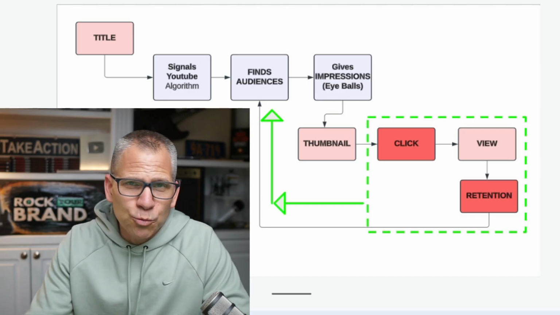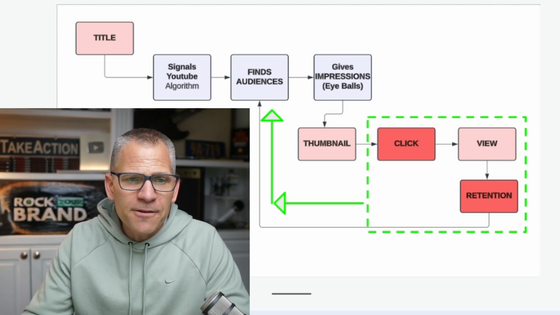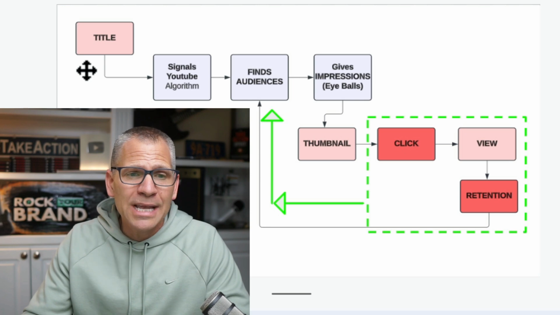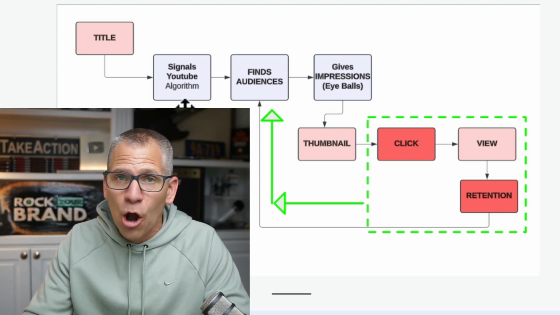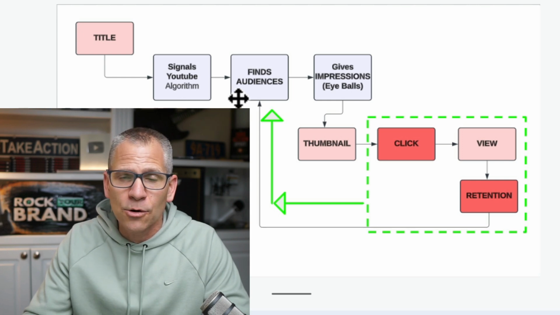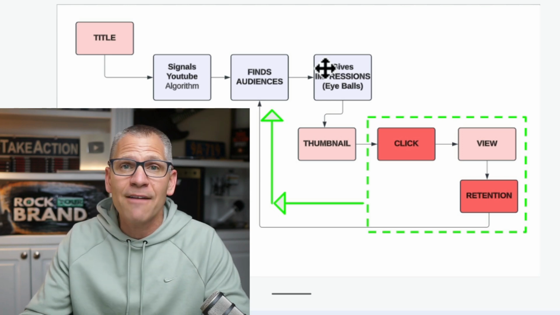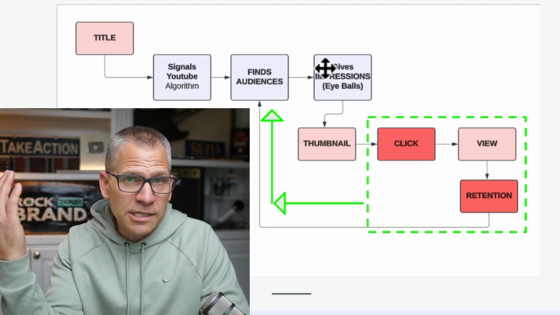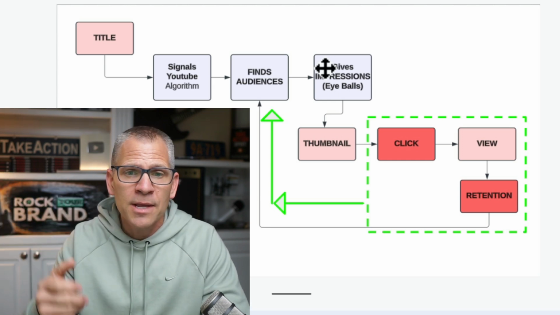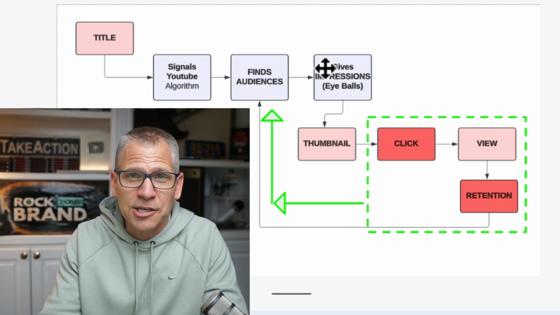So I want to go over this real quick because this is how the algorithm works, all right? The very first thing that the algorithm is going to look at is your title. The title's job is to signal the algorithm and find the audience. Then the impressions are going to be given. An impression is basically just that video thumbnail being put in front of your audience. No one's clicked yet, they're just scrolling. From there, the thumbnail's job is to get the click. All right. Pretty basic stuff.